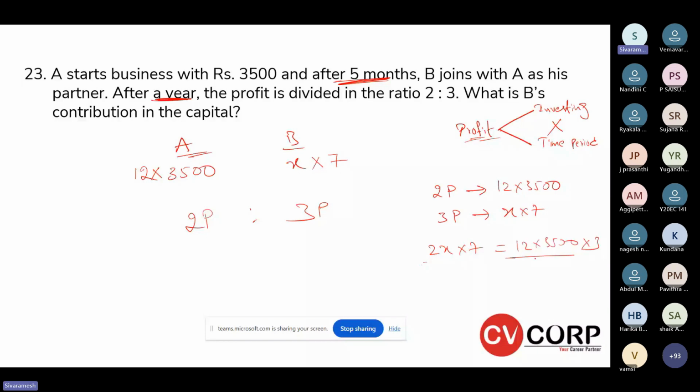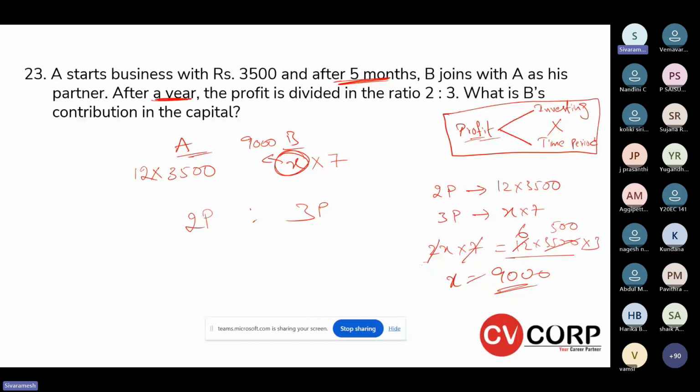Because we are doing cross multiplication, 7 5 times is 35 500. Next 2 6 times is 12. Next x value is 5 6 30, 3000 into 3 is 9000. Here they are asking what B's contribution to the capital is. So x, the contribution of B, is 9000. The only thing you should understand is this relation: profit share is based on investment and time period. It depends on both, and they divide the profit accordingly. They have already given the profit ratio, so we just did cross multiplication. So the answer is 9000.